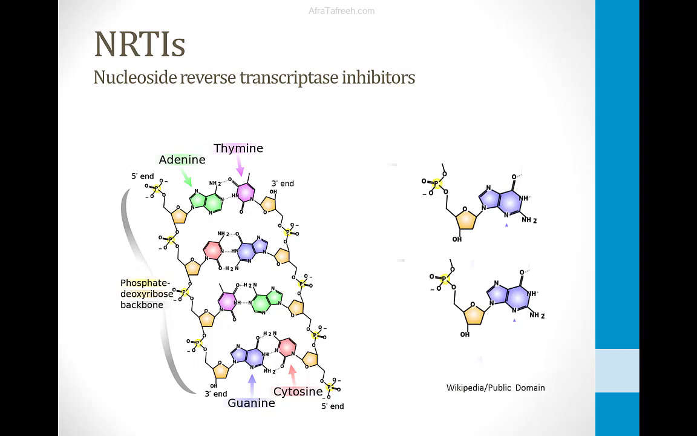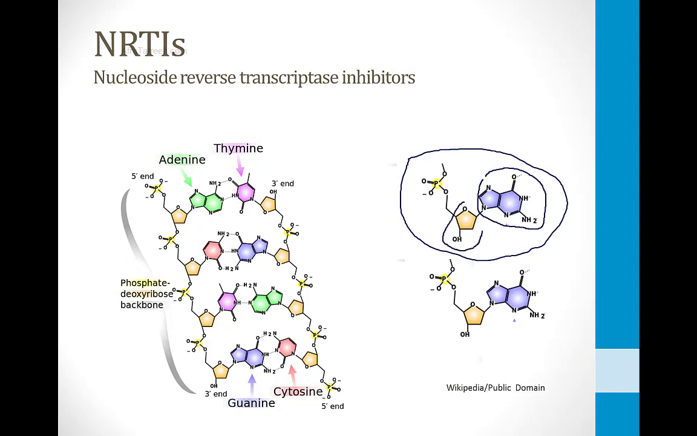So let's look on the right side of the screen here. This molecule here is called a nucleotide. A nucleotide has three components. First, it has a base. In this case, the base is guanosine, and that base is attached to a ribose sugar molecule, which I'm circling right now. And then that ribose sugar molecule is attached to a phosphate group. And so when all three of these elements are present, this is called a nucleotide. And DNA is synthesized by linking different nucleotides together.